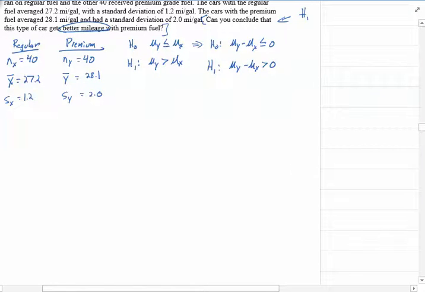Now, we assume the null hypothesis is true. That centers our distribution, which is a distribution of the difference between two means at 0. So y bar minus x bar is our distribution. Therefore, it has a standard deviation.